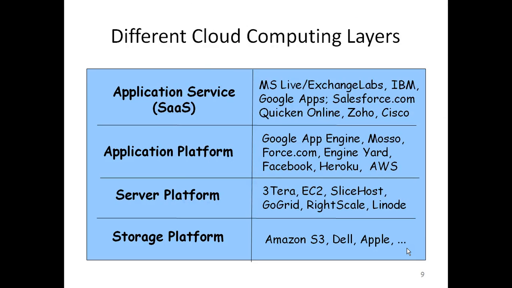These are the different layers of cloud computing: application service, application platform, service platform, and storage platform. Examples are Exchange Labs, IBM, Google Apps, Salesforce.com. These are all examples of software as a service, where you don't need to check for an upgrade. It gives you the upgrade instead. It develops instantly. It's just for your usage, not how you develop it.